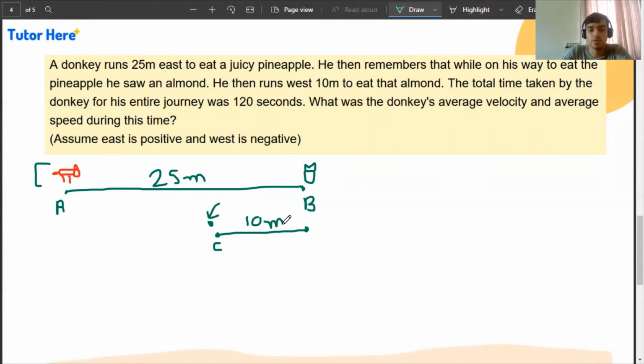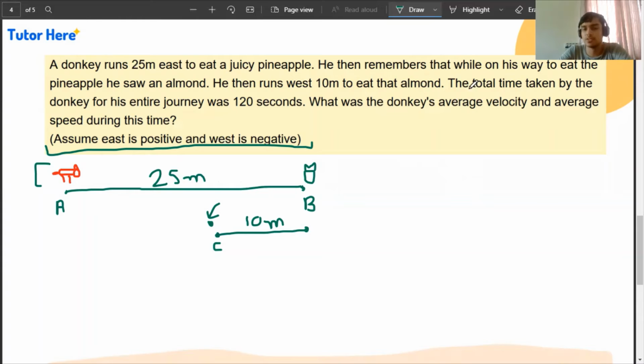Now, before we go any further, let me tell you one more interesting property about displacement and distance. So distance is measured in positive values. You can never have a negative distance. See this condition over here, which is assume east is positive and west is negative. That applies for displacement because displacement can be either positive or negative. So if you want to count displacement, from A to B, since it is east, I will assume this is positive 25 meters. But if it's west from point B to point C, that will be negative 10 meters because the condition is saying that west side is negative.